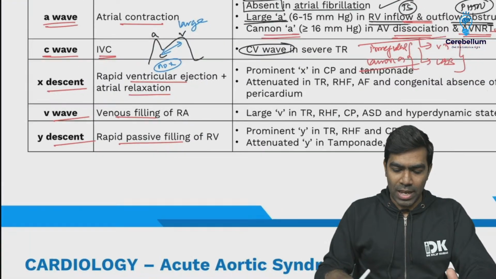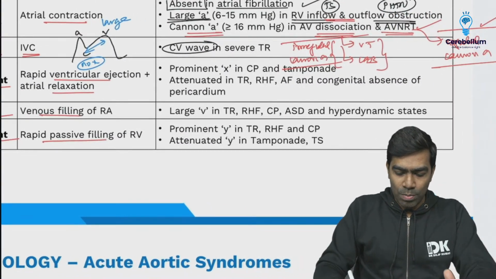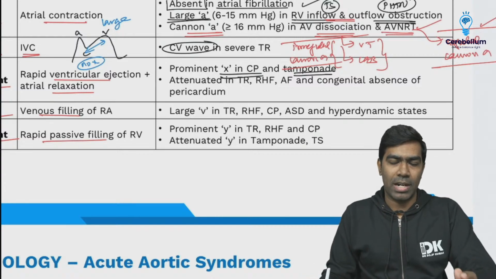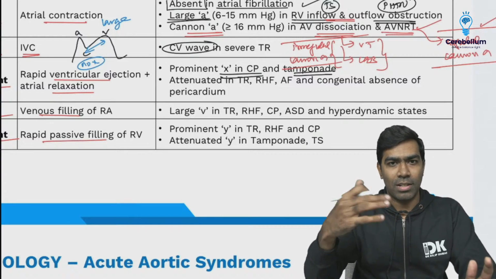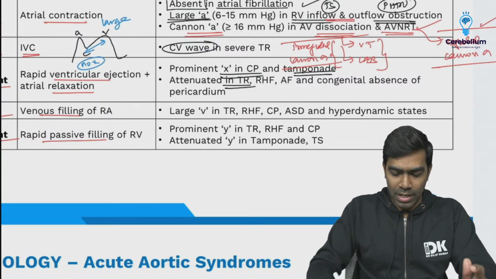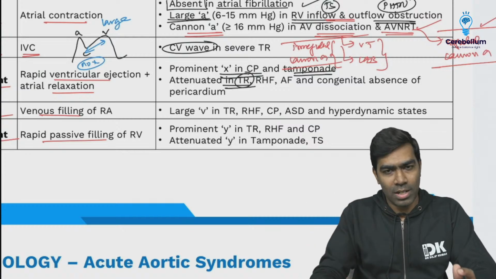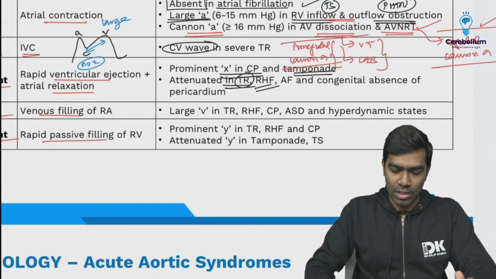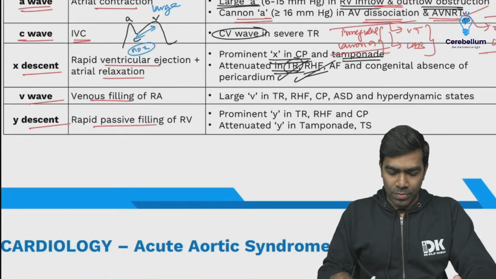So what are the problems of X descent? I told you, you're going to see prominent X descent in constrictive pericarditis and tamponade both together. But in tamponade, you'll have a blunted Y descent. Okay. And you're going to see an attenuated X descent in tricuspid regurgitation. I told you, X descent will be lost in tricuspid regurgitation and in patients with right heart failure also. So these are the two most important things that you need to know.